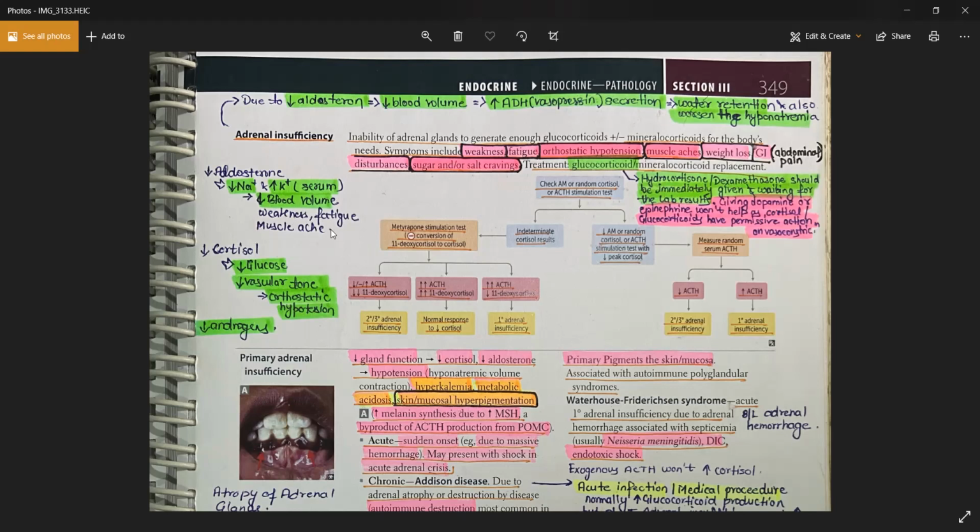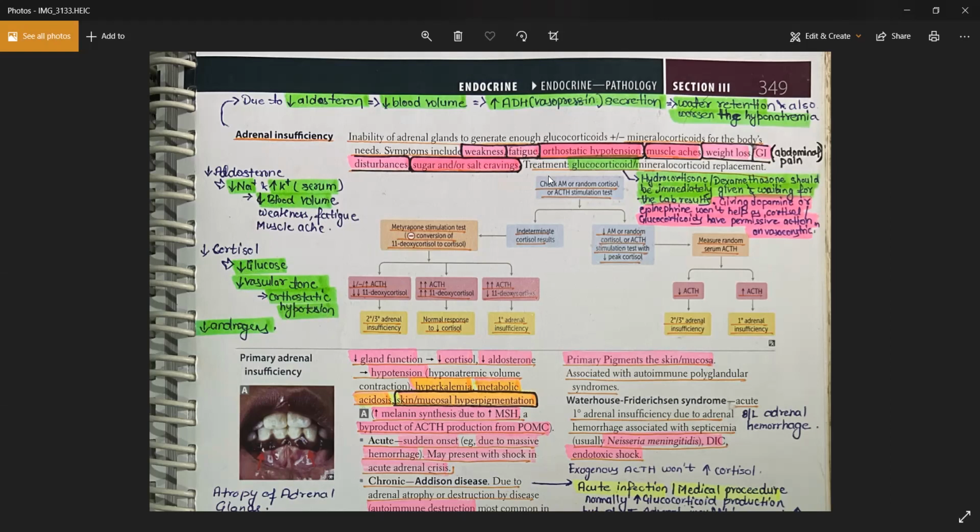You will also get muscle pain. Very important, because of low blood volume, low blood flow, you will get muscle pain also. Because of this low cortisol, you will have low glucose. You will also get hypoglycemia. You will get a very low vascular tone, because you know that cortisol is required for the full action of epinephrine. So you will get orthostatic hypotension.